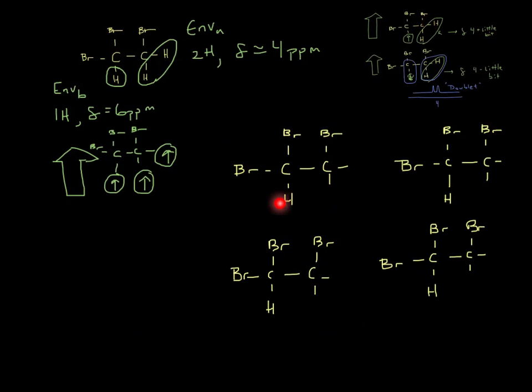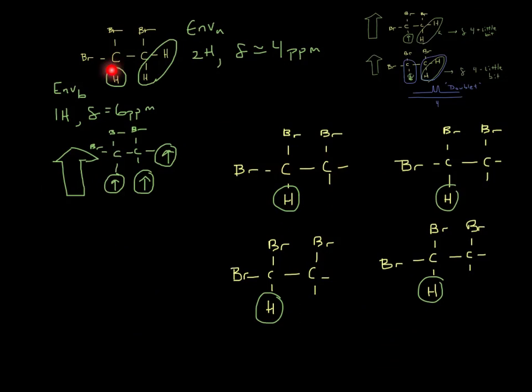And let's consider environment B. That is to say, let's consider this hydrogen down here and what that peak will look like. So that hydrogen is on a carbon next to a carbon with 2 neighbors. That is to say, this hydrogen has 2 hydrogen neighbors. Again, remember, we're looking at environment B, which is the one that I've circled in blue in all of these. And that guy right here is on a carbon which is next to a carbon with 2 hydrogens.